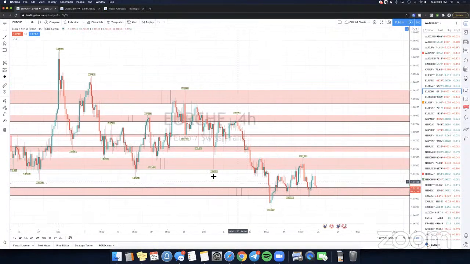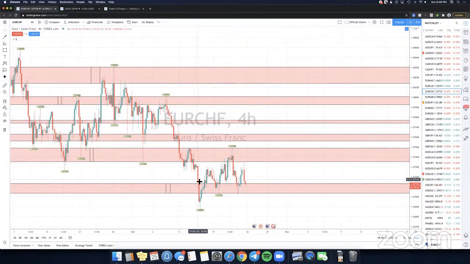All right, cool. So Euro CHF, it looks like it's consolidating right now within these two zones. This upper zone right here is going to be 1.07352, and this lower zone down here is going to be 1.07035. So those are the two zones right there.